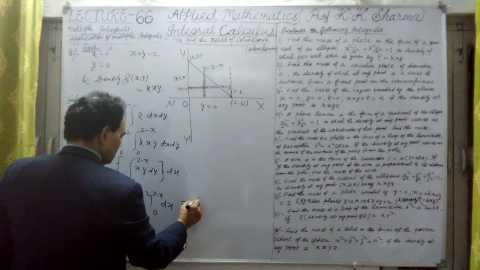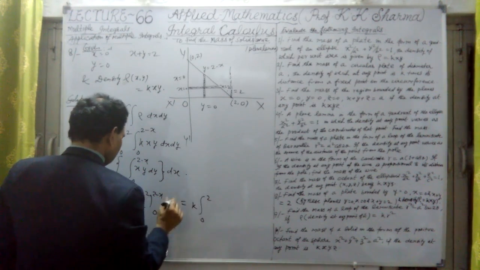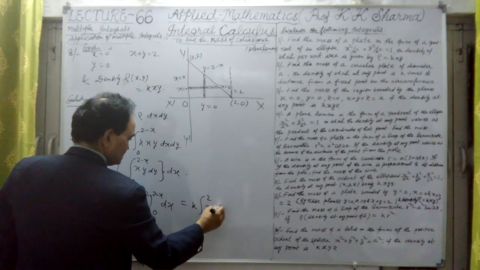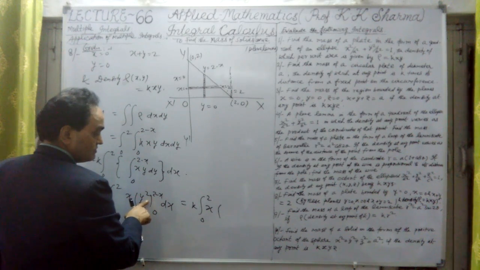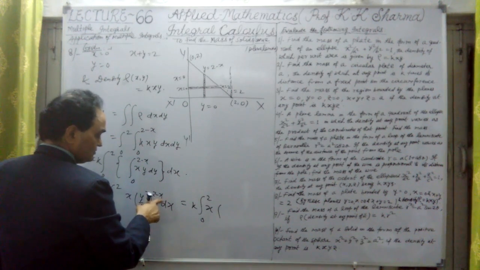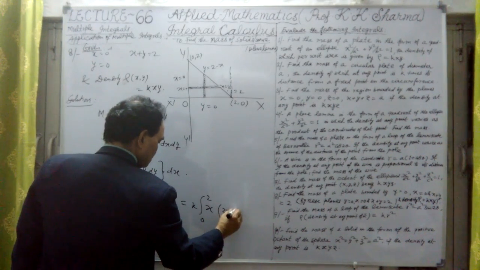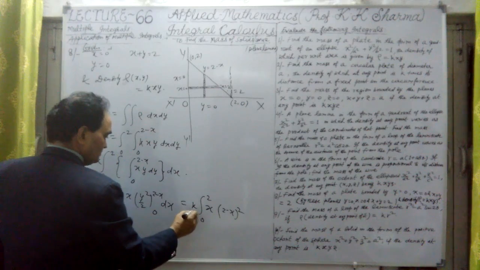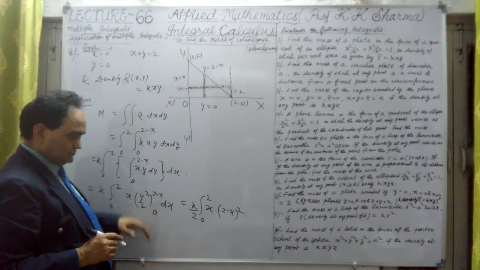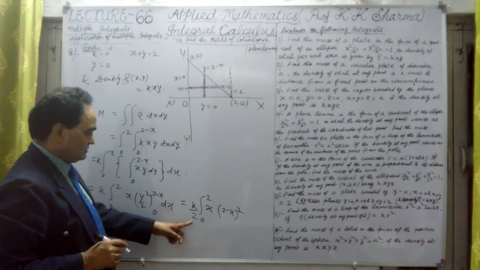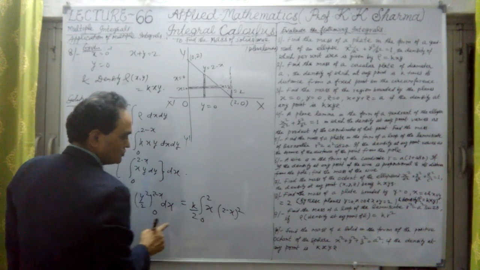k into integration 0 to 2, x as it is. Now putting the limits in place of variable y, it will be 2 minus x whole square. This 2 we take outside. This 2 is not a square; it is just in the denominator. So we have taken this outside, from 2 into y square, it is 2 minus x whole square.